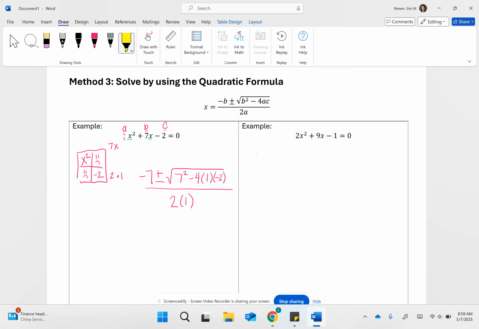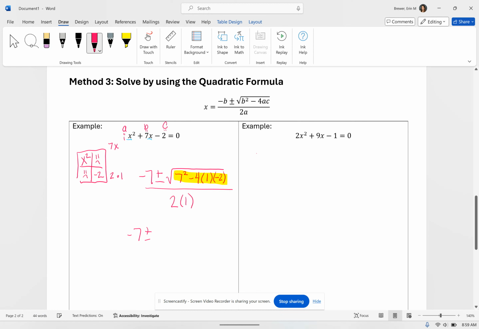From there, we really want to focus on what's under the radical. So if you need your calculator to do this, you can type in 7 squared minus 4 parentheses 1 parentheses -2. When you do that, I know that 7 squared is 49, minus 4, or -4 times 1 times -2 is going to be +8. 49 plus 8 is going to be 57. All over 2 times 1 we should know is 2. Okay, this is what x equals for this problem.